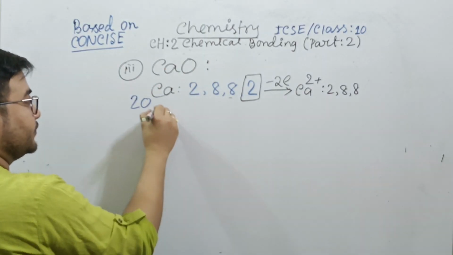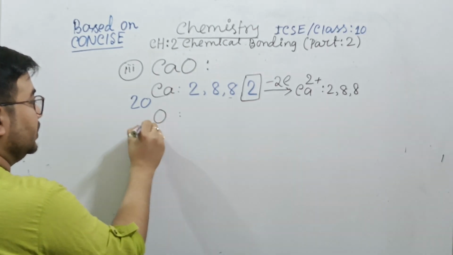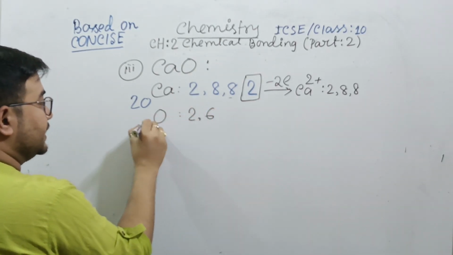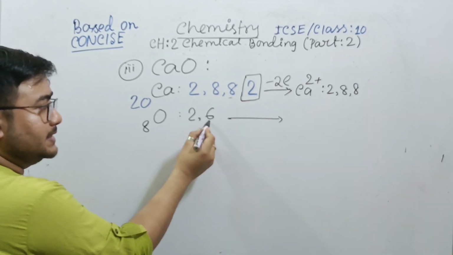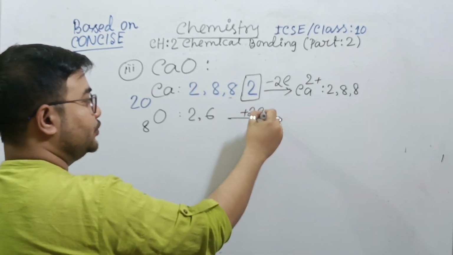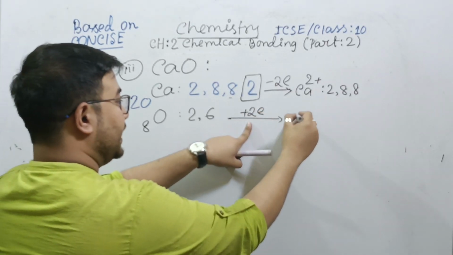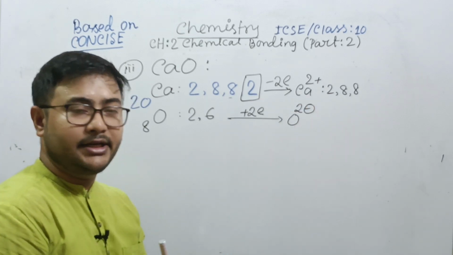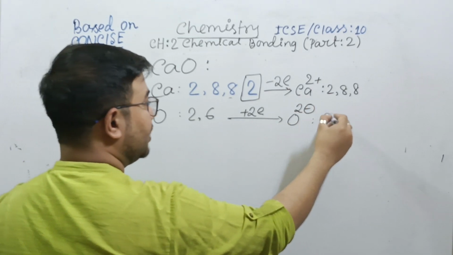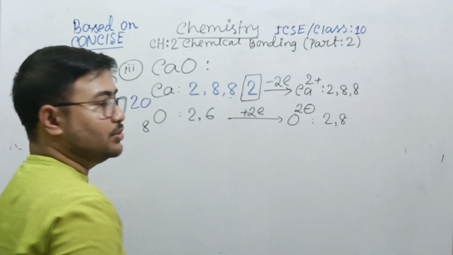Okay, oxygen. What is the atomic number of oxygen? 8, that is 2, 6. From this electronic configuration, it is very clear that 6 means acceptance of 2 electrons, because 6 plus 2 is 8. So after acceptance, it gets a 2 negative charge. So now it has 2, 8. Previously it was 6, and 6 plus 2 is 8.